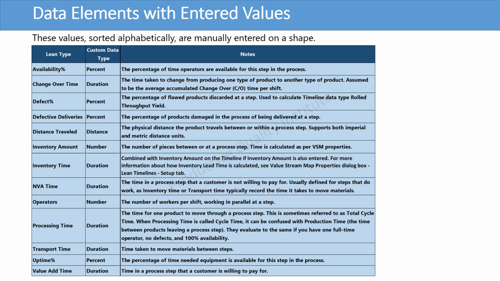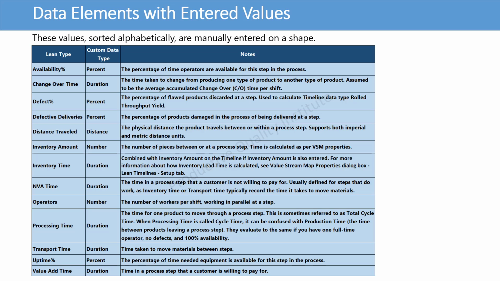These values, sorted alphabetically, are manually entered on the shape. Percent of availability: the percentage of time operators are available for this step in the process. Duration of changeover time: the time taken to change from producing one type of product to another type of product, assumed to be the average of accumulated changeover time per shift.